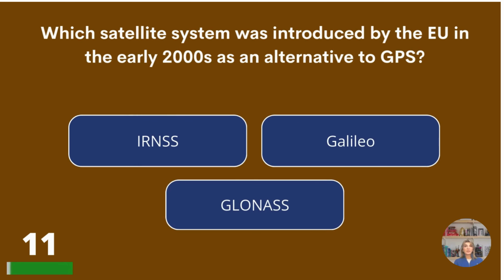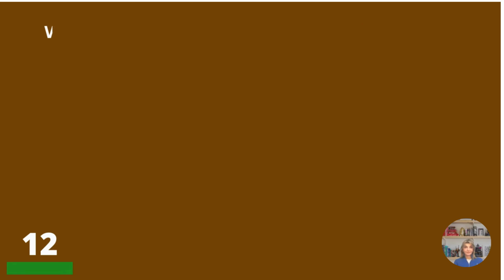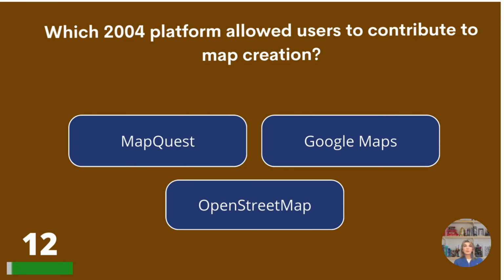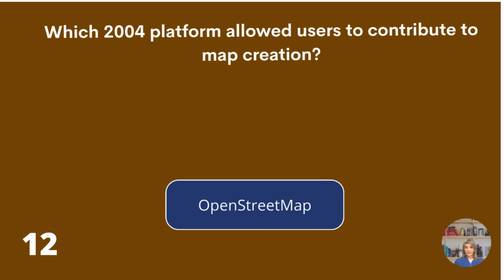Which satellite system was introduced by the EU in the early 2000s as an alternative to GPS? IRNSS, Galileo, or GLONASS? Galileo. Which 2004 platform allowed users to contribute to map creation? MapQuest, Google Maps, or OpenStreetMap? OpenStreetMap.